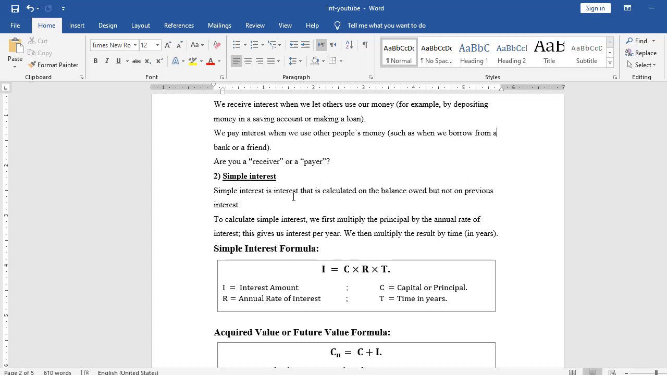Part 2 Simple interest. Simple interest is interest that's calculated on the balance owed but not on previous interest.